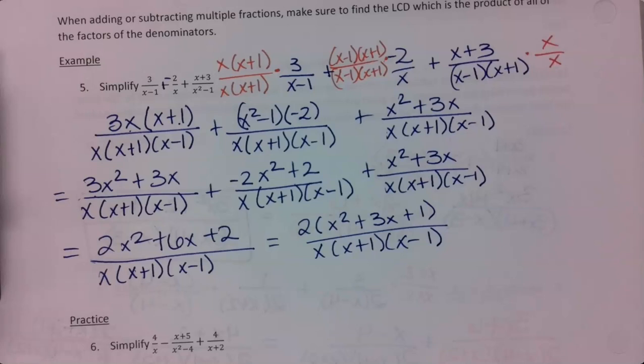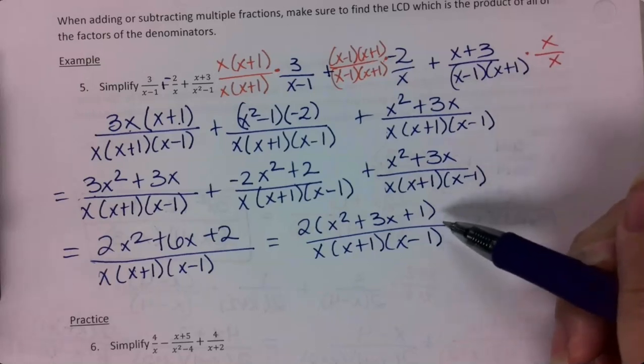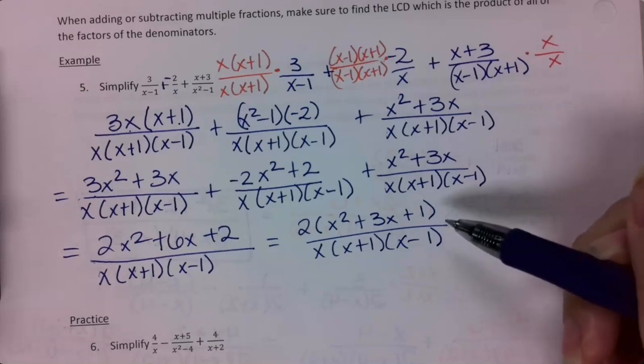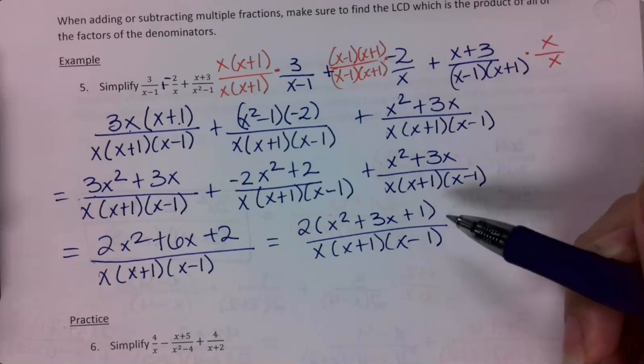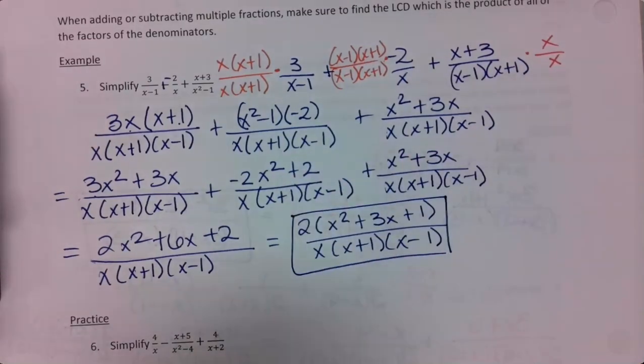Can I cancel, oh wait, can I factor the stuff in parentheses anymore? On my numerator? No, nothing multiplies to 1 and adds to 3. Can I cancel anything out? No. So this is my final answer. Questions here?